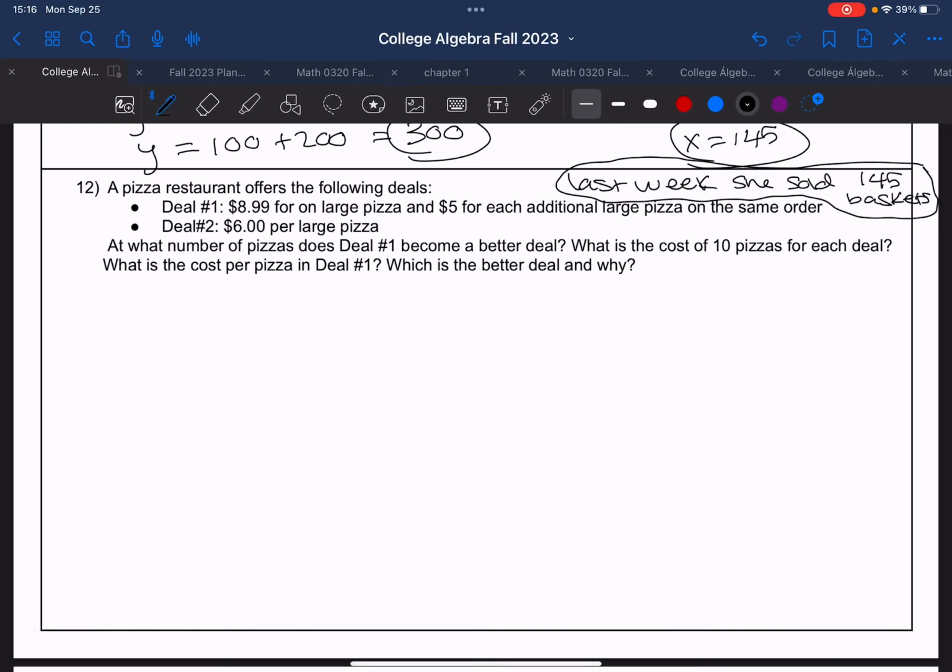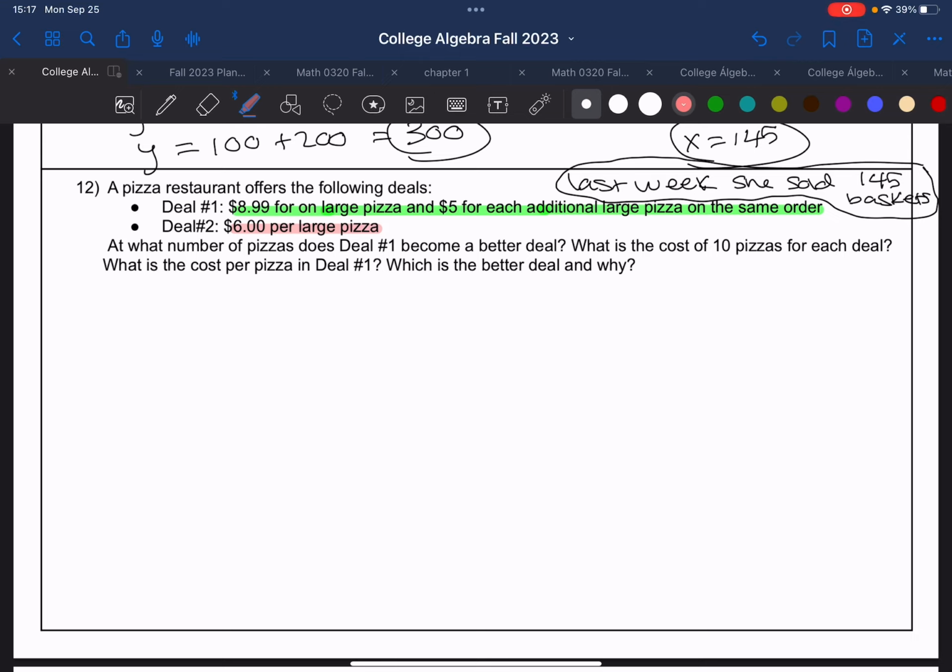Number 12 says a pizza restaurant offers the following deals. Deal 1 says $8.99 for one large pizza, and $5 for each additional large pizza on the same order. Or deal 2, $6 per large pizza. It asks, at what number of pizzas does deal 1 become a better deal?